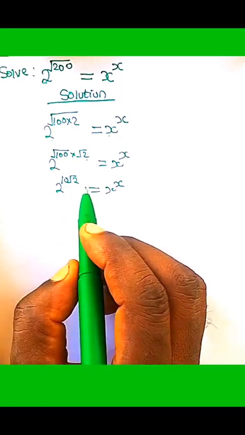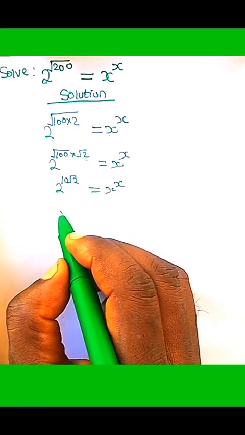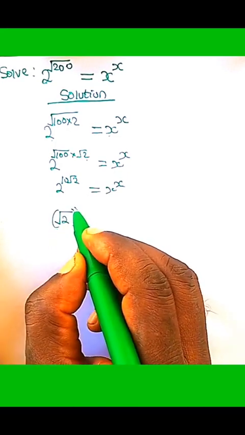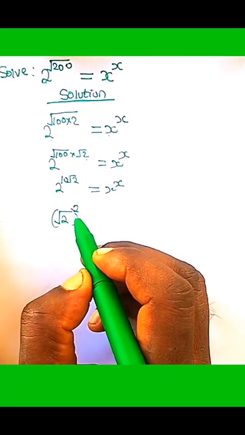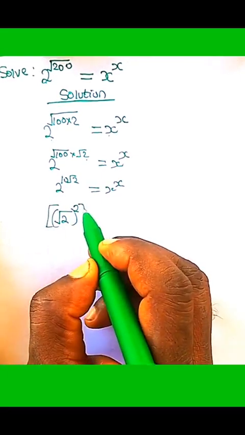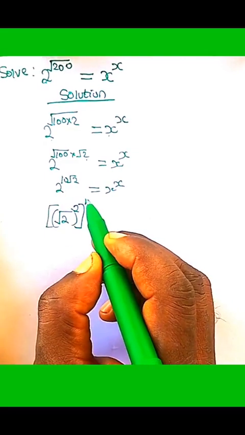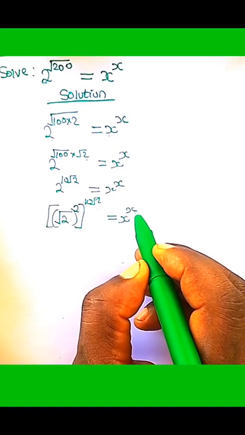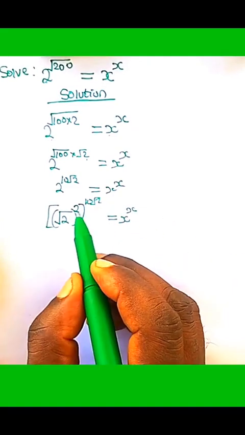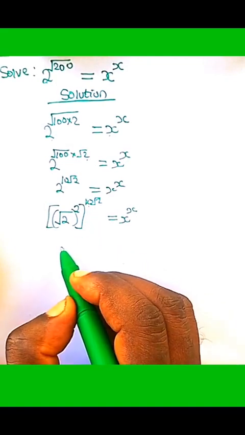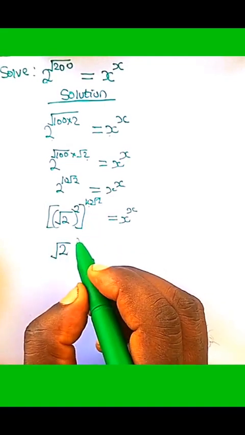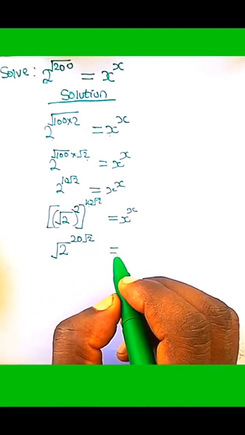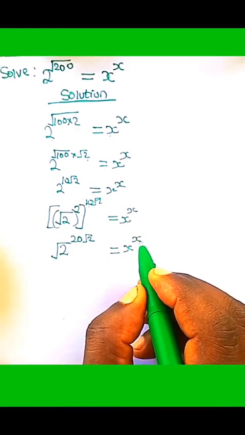Can we make this 2 to have root 2? Yes, we can. So we can write it as root 2 squared, because 2 squared is still 2. All over the power is 10 root 2 equals x to the power x. So you can multiply this power by this 2. What you get here will be root 2 to the power of 20 root 2. Everything equals x to the power x.